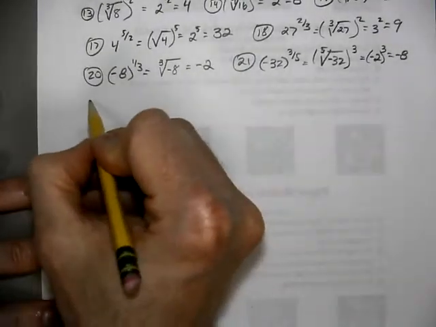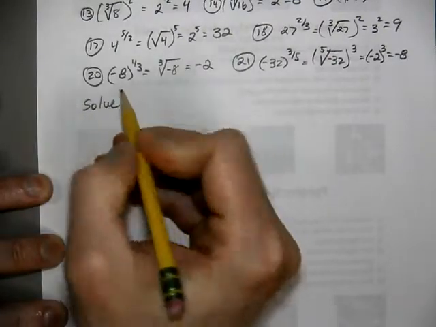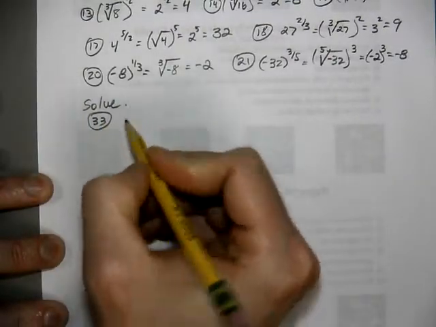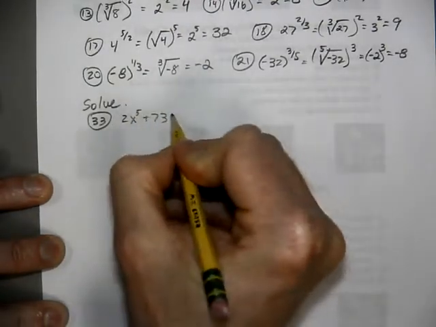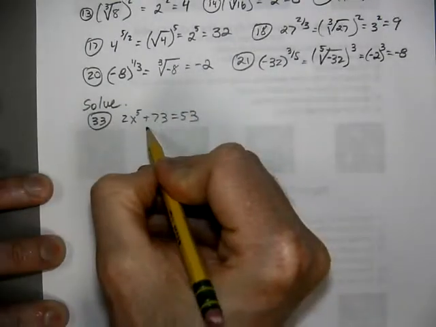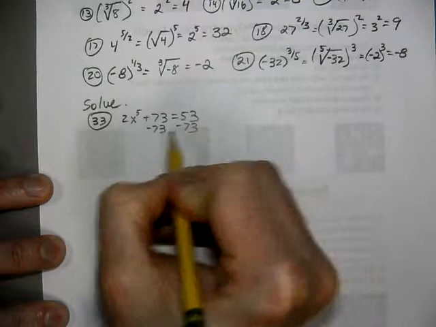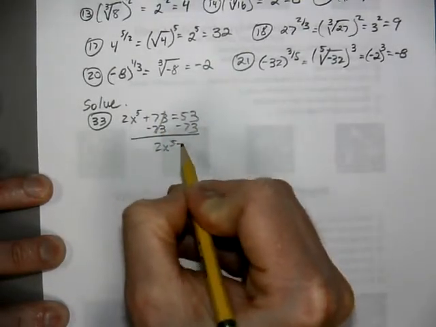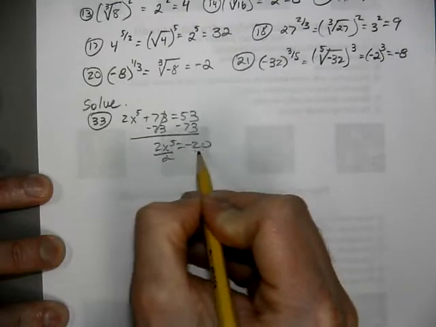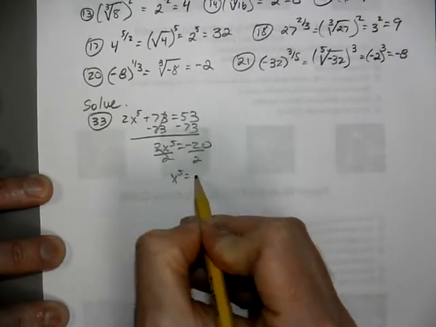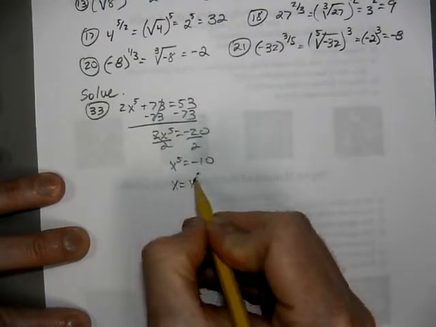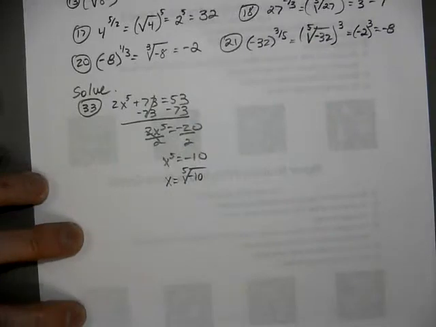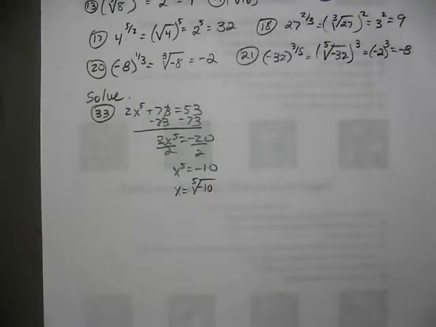So we're going to solve number 33, 2x to the 5th plus 73 equals 53 by subtracting across. You get negative 20. By dividing across, you get negative 10. And you can do the 5th root of negative 10. At this point, I'm not too concerned about what that exact decimal is.